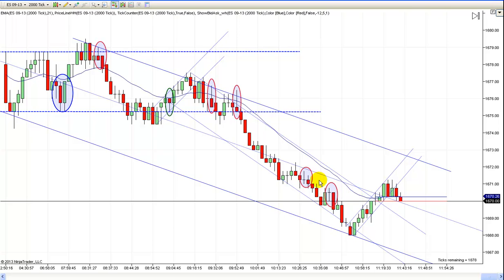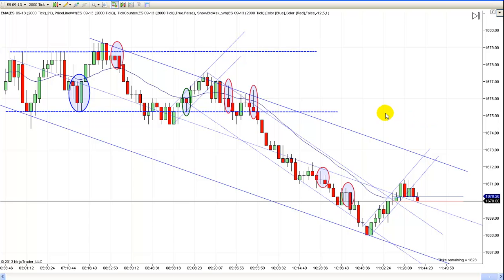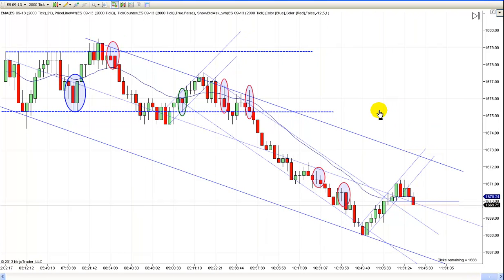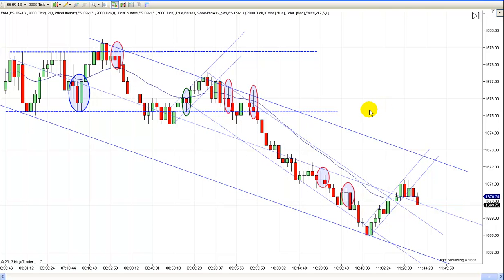It's a pullback to test this median line. So if we go higher from there, it might be a nice setup for a long, headed back to this line here. So kind of watch that. If it's still setting up after the video, it's something I'm watching here. I'm pretty much done, but might go back in if we get a good setup.